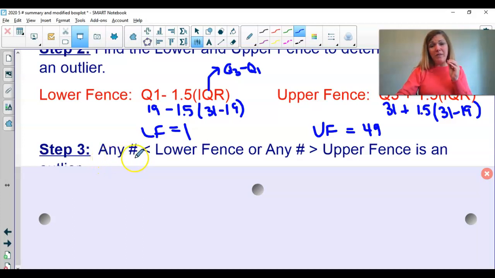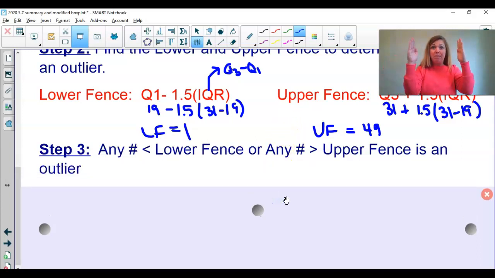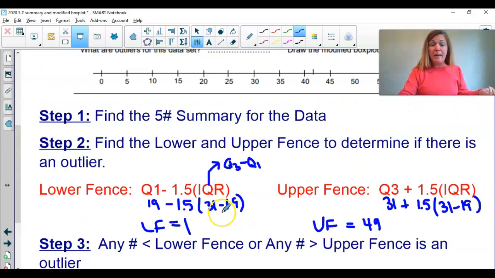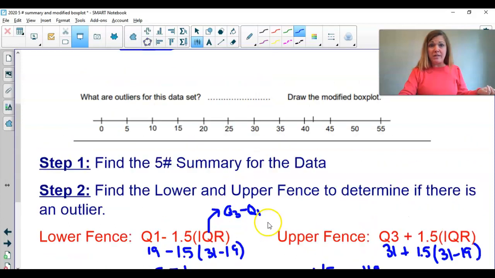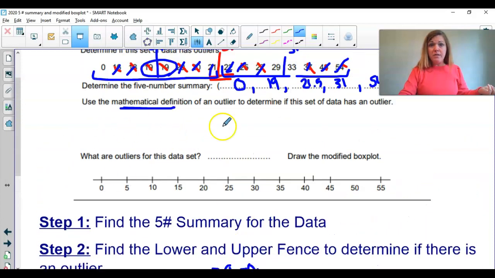Okay, what that means is if we have any number in our data set that is less than the lower fence, that is considered an outlier. Or any number that is greater than the upper fence, that's considered an outlier. So these fences give us these boundaries. Anything outside of the boundaries, those are considered the outliers. So let's identify and see if we have any outliers based off this mathematical rule that we just used, okay? So we showed all our work down here, used the mathematical definition of an outlier, that lower fence and that upper fence, to see if there's an outlier.